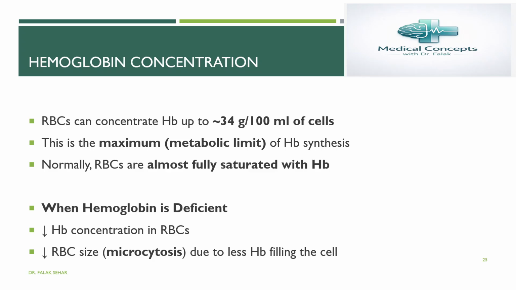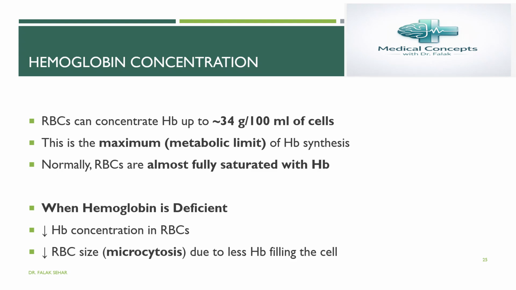Now focusing on hemoglobin concentration within red blood cells. Red blood cells can concentrate hemoglobin up to 34 grams per 100 milliliters of cells. This represents the maximum metabolic limit of hemoglobin synthesis, meaning the cell cannot pack in more hemoglobin beyond this level. Under normal conditions, red blood cells are almost fully saturated with hemoglobin, which allows optimal oxygen carrying capacity.